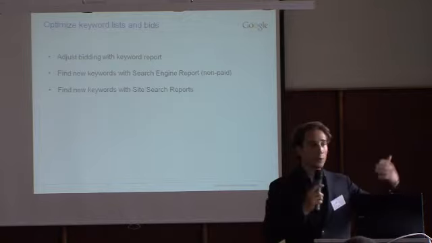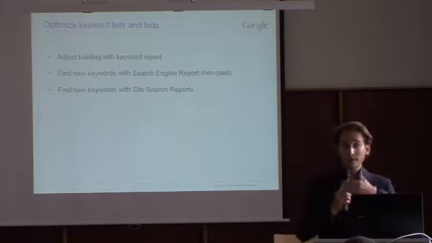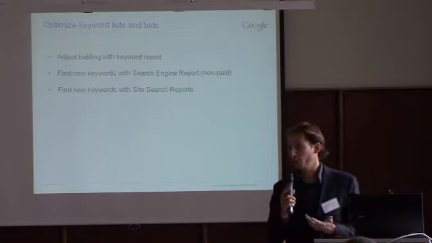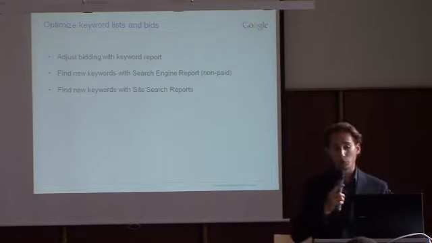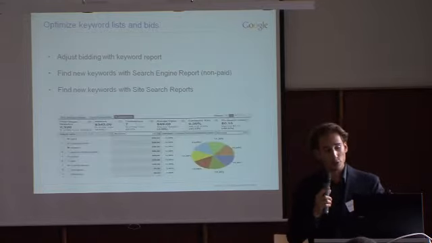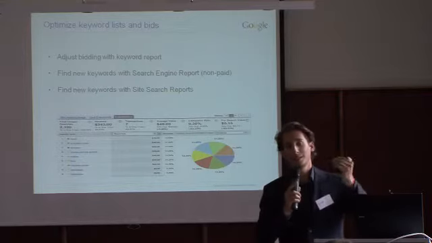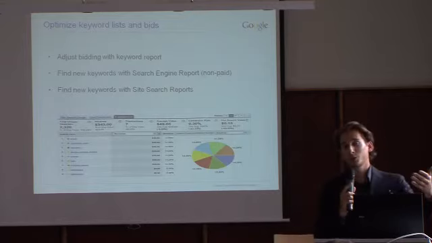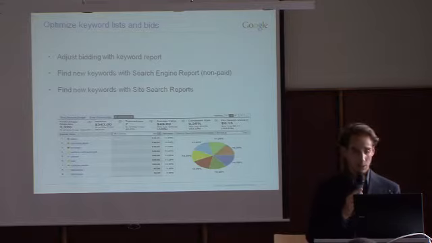Alright, this is basically what I've already said. Adjust the bidding: increase the CPCs on the best performing keywords, decrease on the worst, and take away those that are costing too much and have no results, always in function of your initial goals. Find new keywords with the different reports, especially the search engine report. And there is also the site search report. I will not go into details, but if you have a website with search functionality, Analytics also gives the possibility to analyze the different queries that are made on your website. They're also an interesting source of inspiration for potential queries on Google.